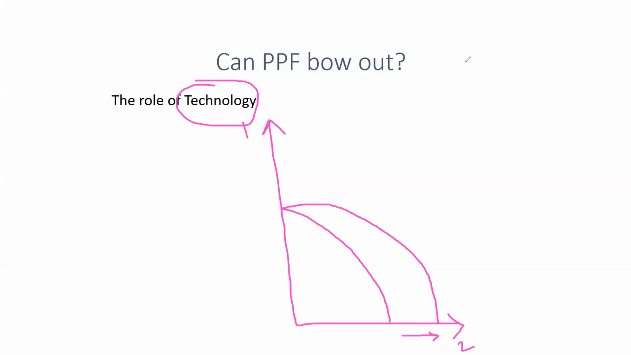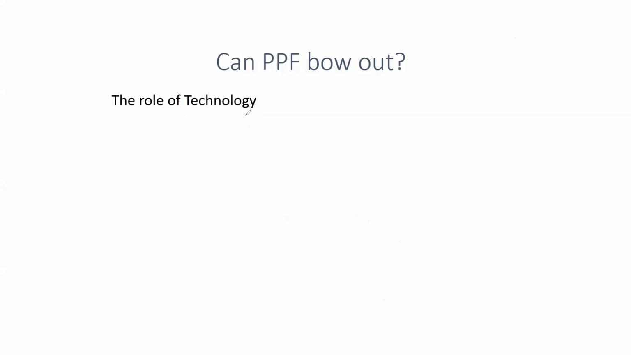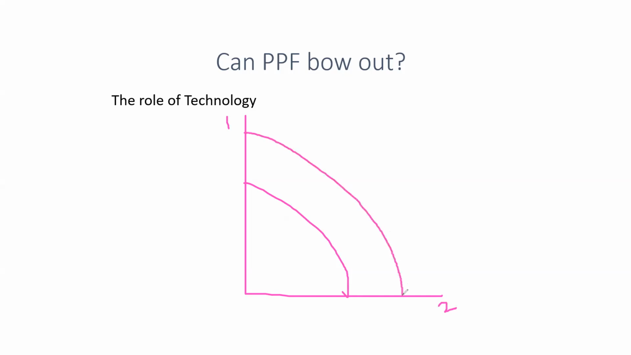And what if I get that technology that's actually going to help me with both product 1 and 2? So product 1 and product 2 both are benefited by this technology. Then the curve will go out completely. It will bow out completely. And this particular point, which once upon a time I said was not achievable, now becomes achievable. So that is the role of technology, which is very important in bowing out the production possibility frontier.